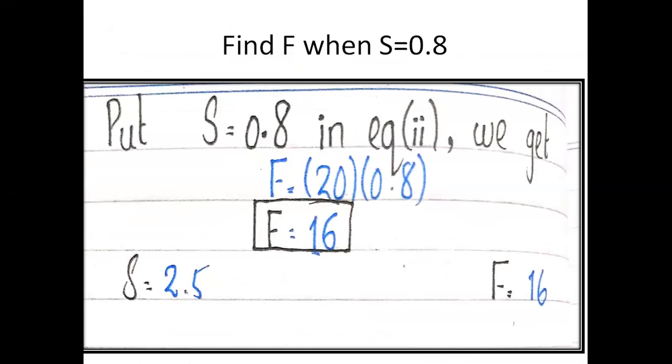Moving on to the second and the last part of our question. This is essentially the same as the first part except that we have just reversed the places of F and S. So in this part we have to find F, and we do know the value of S and K. S is equal to 0.8 and K is equal to 20. We are going to put both of these values over here. 20 into 0.8 is equal to 16. So the value of F is 16. This is our answer set. This is our solution. S is equal to 2.5 and F is equal to 16. So over here we have concluded question number 3.